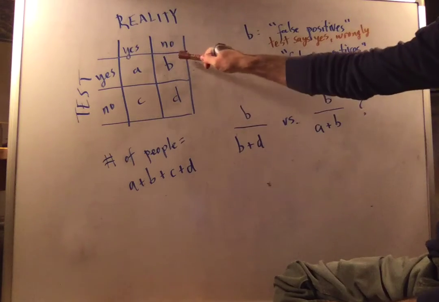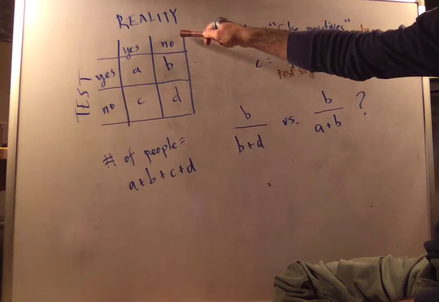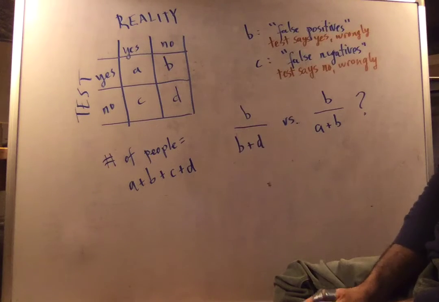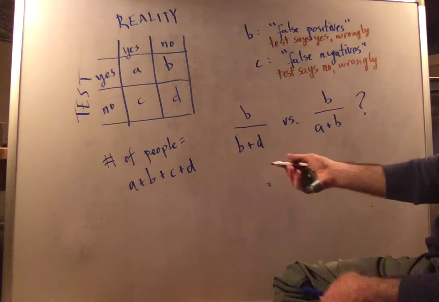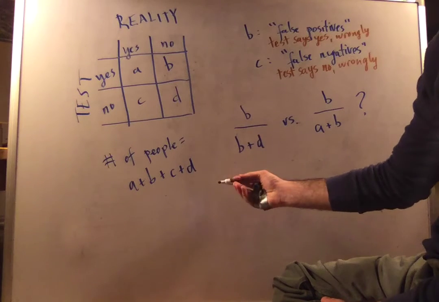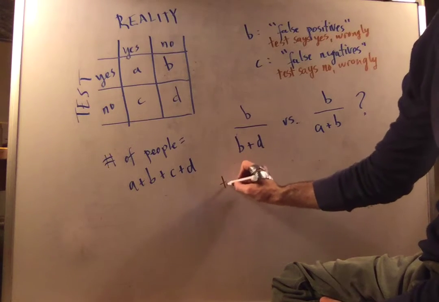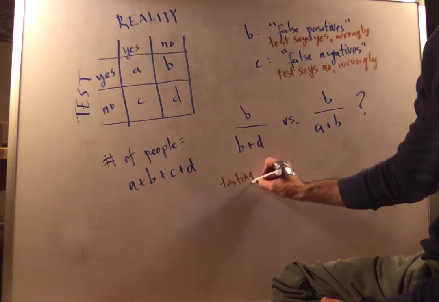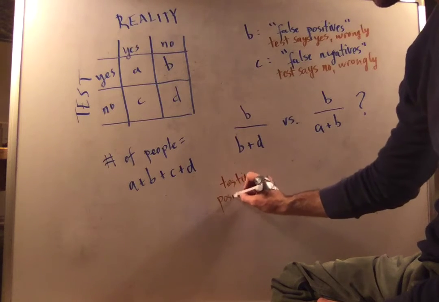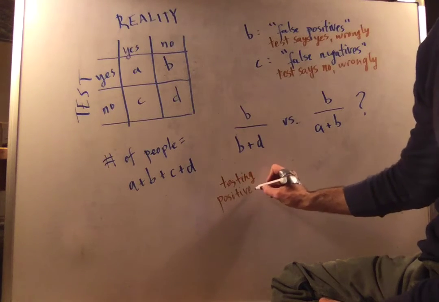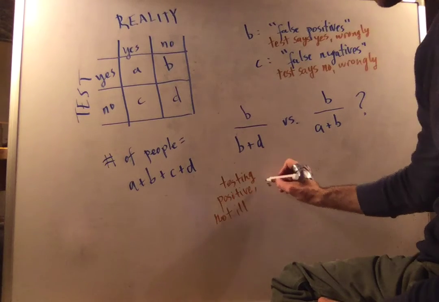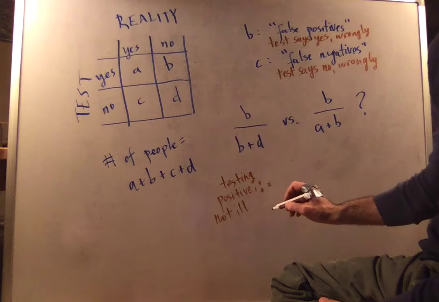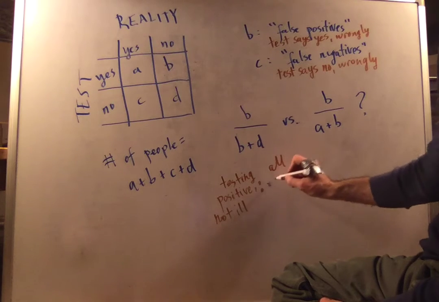B plus D is all the people who in reality don't have the flu. So this ratio we could describe in this way. It's testing positive, but not ill. It's a ratio of that to all who are not ill.